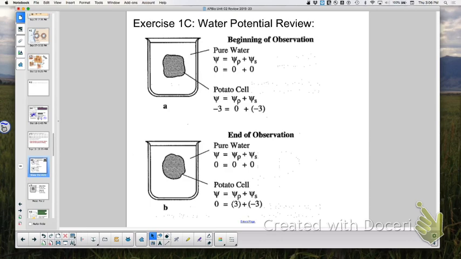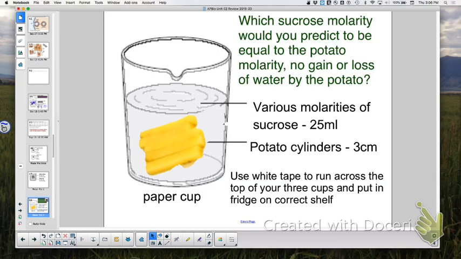That potato, it had an unknown molarity. So what did we do? We took chunks of potato. Remember the potato core? We took those potatoes and we weighed them. We said, this is the initial weight. Then you took chunks of potato and you put them in various solutions. I think each team had 3 solutions they were in charge of, yeah?